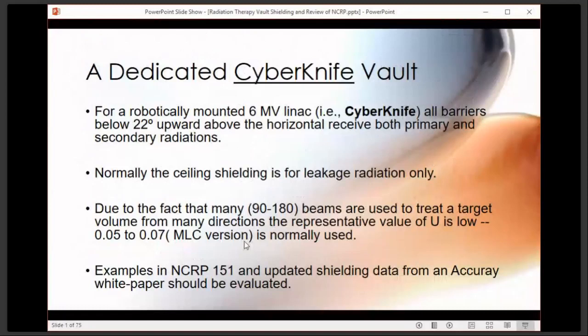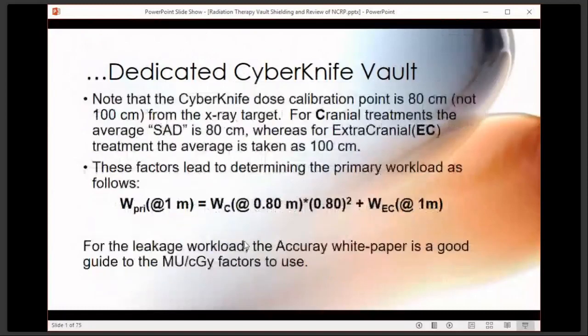And the other thing is calculating the workload. The machine is calibrated at 80 centimeters from the X-ray source. And when you're treating with cranial treatments, that's the way it is. But for extracranial, the actual treatment distance varies from 90 to about 110 centimeters.